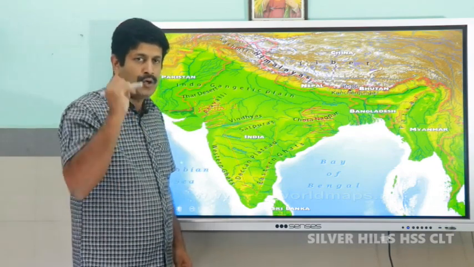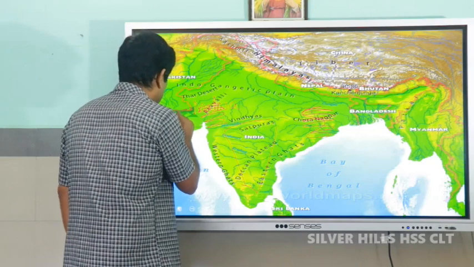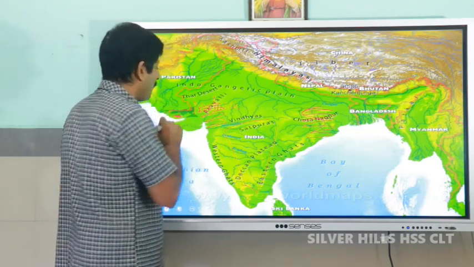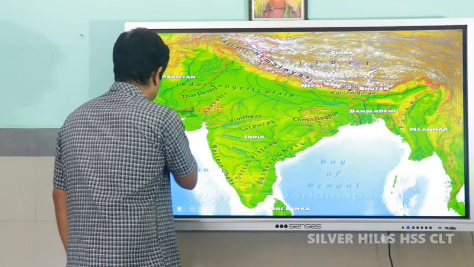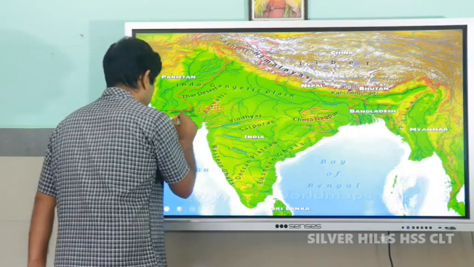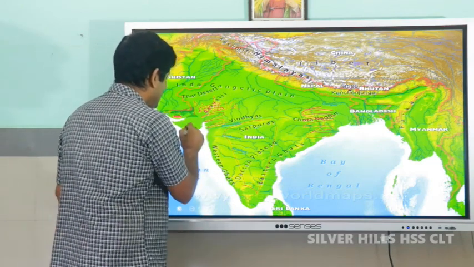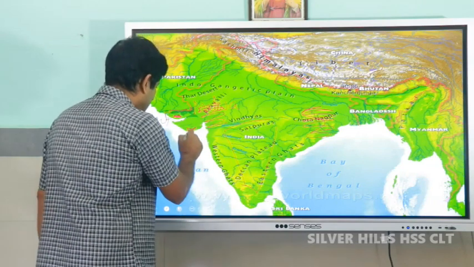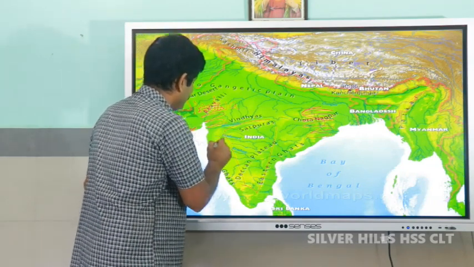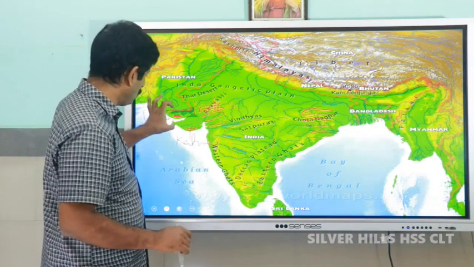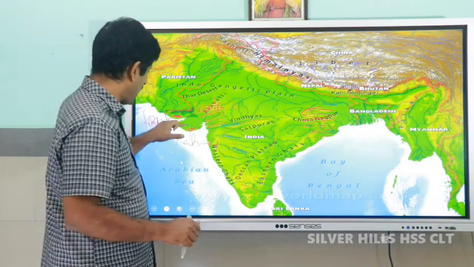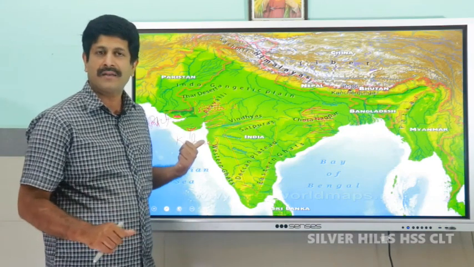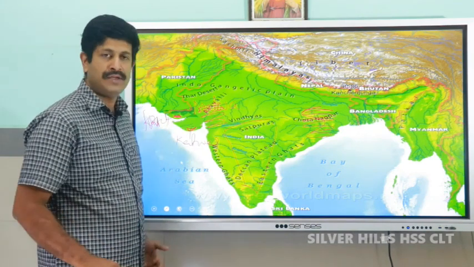Now we have two important peninsulas. One in Gujarat, on top, we call it the Kutch, K-U-T-C-H, that is the Rann of Kutch. The Rann of Kutch and the Kathiawar. Here we can see the Kathiawar Peninsula. We have two peninsulas, one on top, the Rann of Kutch, and the second one is Kathiawar. These are the two important peninsulas.